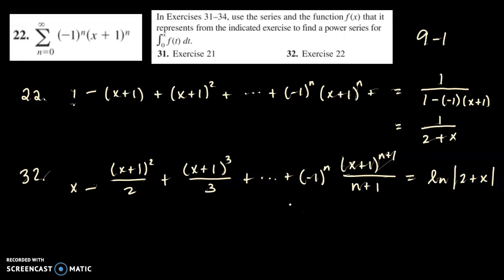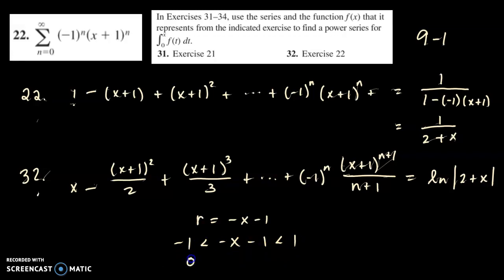And the only thing that we're missing for this is the interval of convergence. Well, since 32 was based on 22, the interval of convergence is going to be the same thing. And for 22, r was negative x minus 1. It was negative 1 times x plus 1. Since it's geometric, r has to be between negative 1 and positive 1.